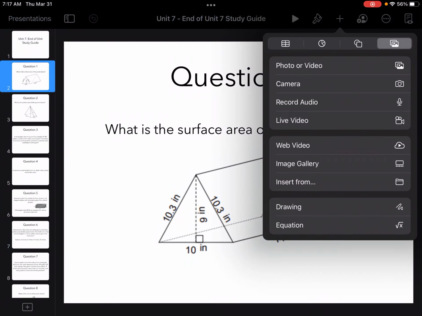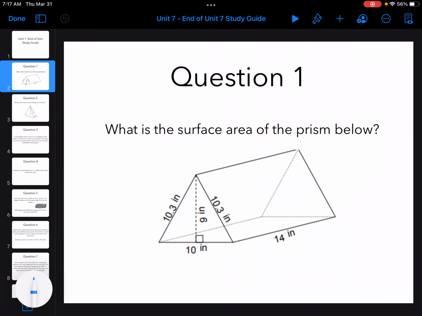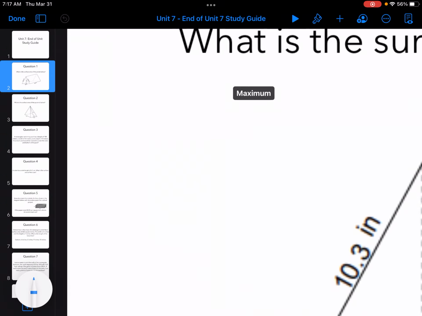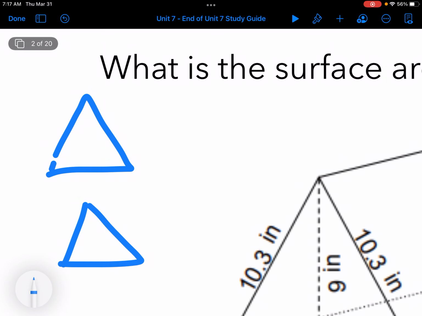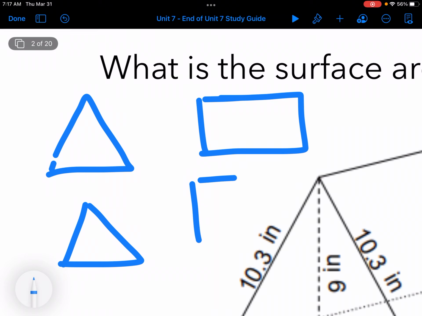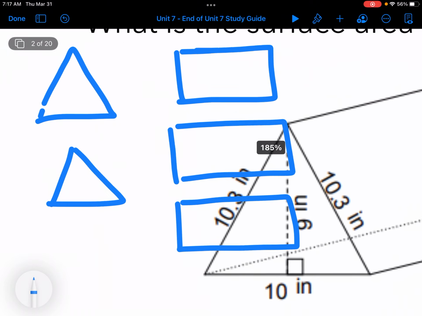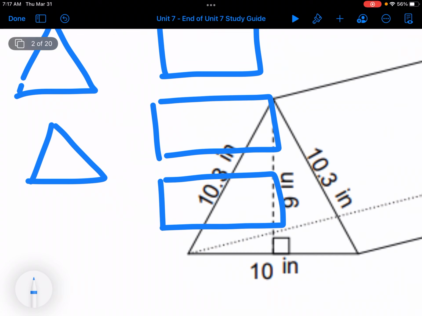So this is a triangular prism. I know it's a triangular prism because it has two triangular bases, even though it's not sitting on that triangular base. So I'm going to draw in my two triangles. And I know because the triangles have three sides, it's going to have three rectangles. I get my side lengths for my rectangles from the perimeter of the triangle itself.